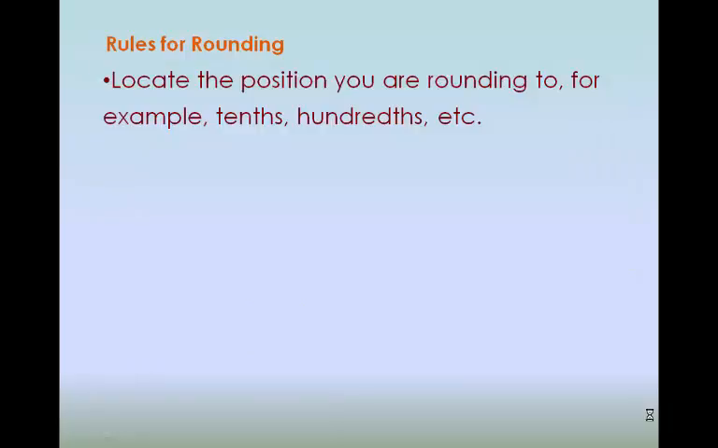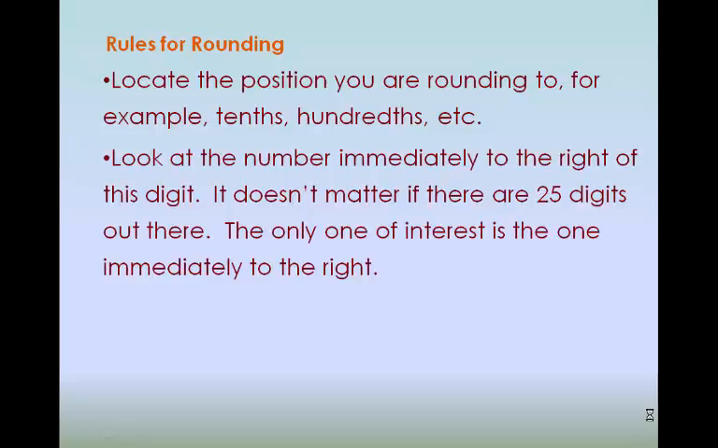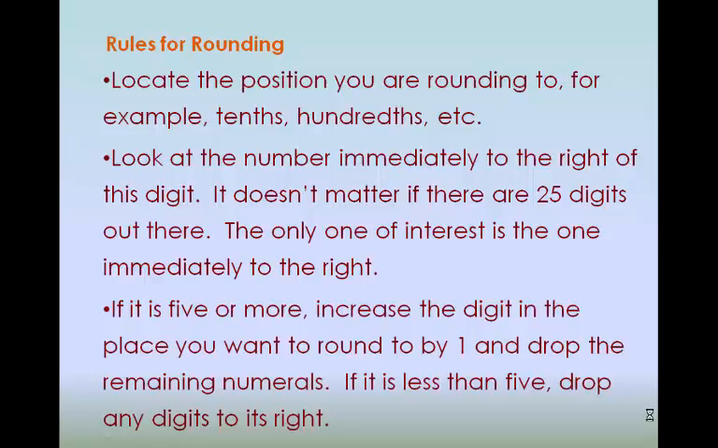Now before we do any more arithmetic, let's go over the rules for rounding. When you round a number, you want to locate the position you are rounding to, for example, if it says tenths or hundredths. Then you look at the number immediately to the right of the digit you want to round to. It doesn't matter if there are 25 digits out there, the only one of interest is the one immediately to the right. If it is 5 or more, you increase the digit in the place that you want to round to by 1 and drop the remaining numbers. If the number immediately to the right is less than 5, you drop any digits to the right.